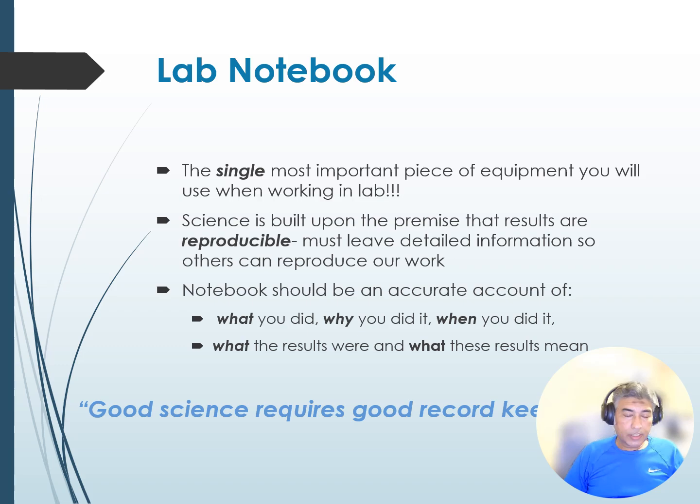So for scientific research, the lab notebook plays a crucial role. It is the single most important piece of equipment you will use when working in the lab. Science is built upon the premise that results are reproducible, so you must leave detailed information so others can reproduce your work. The notebook should be an accurate account of what you did, why you did it, when you did it, what the results were, and what these results mean. Good science requires good record keeping.